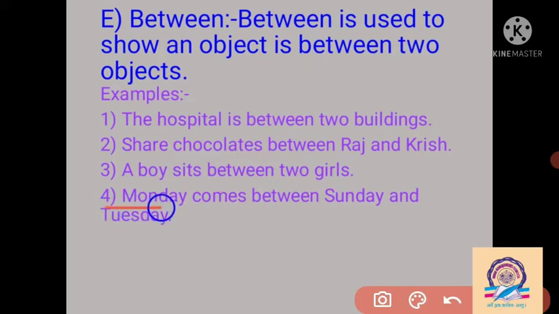Then Monday comes between Sunday and Tuesday. First Sunday and then Tuesday. So which day comes between? Monday comes between Sunday and Tuesday. So for between we have to use it when two objects are there.